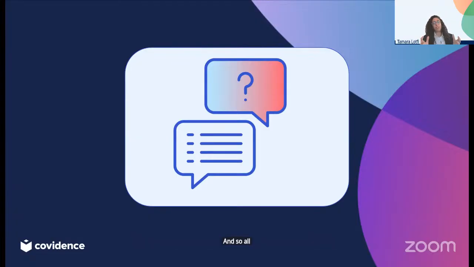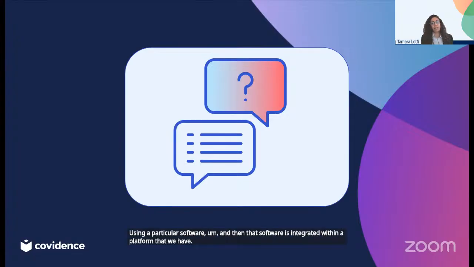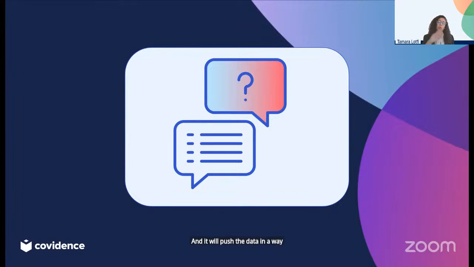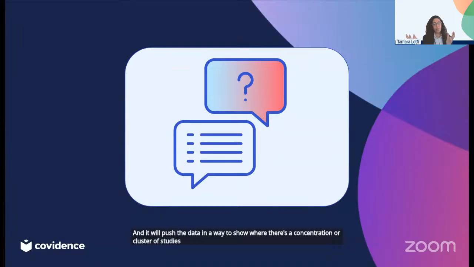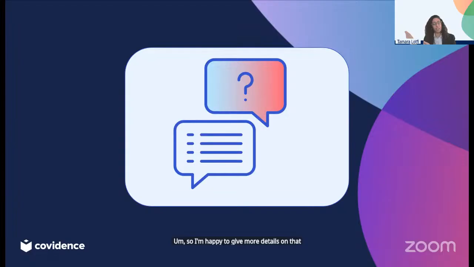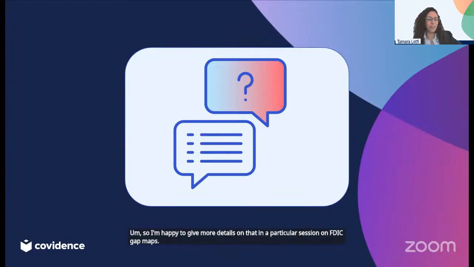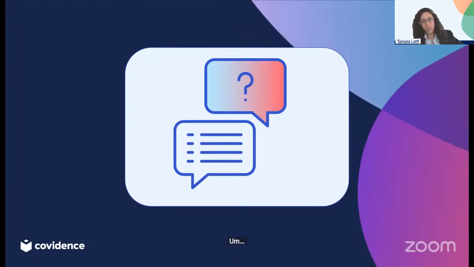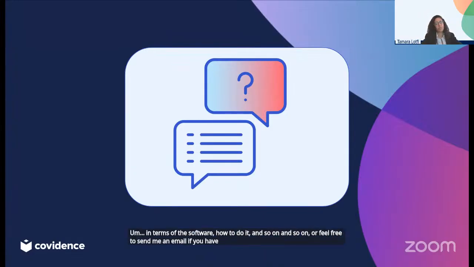And so all these things are done in a way where you've extracted your data using a particular software, and then that software is integrated within a platform that we have, and it will push the data in a way to show where there's a concentration or cluster of studies versus where there's a gap. So I'm happy to give more details on that in a particular session on evidence gap maps, in terms of the software, how to do it, and so on, or feel free to send me an email if you have interest specifically in evidence gap maps.